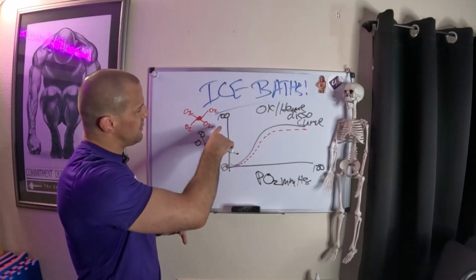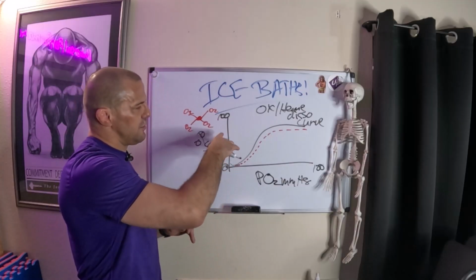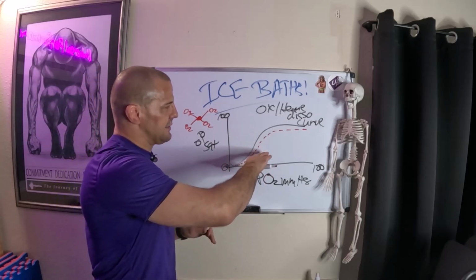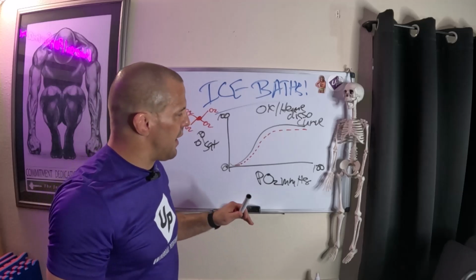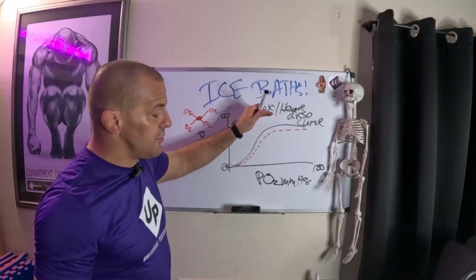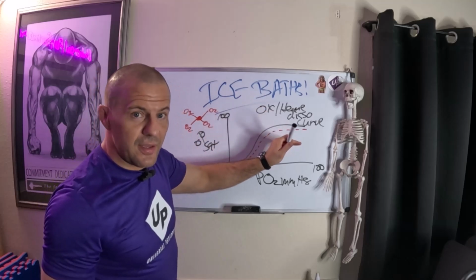We will focus mostly on the percent saturation through here. And we just need to understand that as we generate an excessive amount of heat through a workout, the normal curve of this dissociation curve will do a right shift.